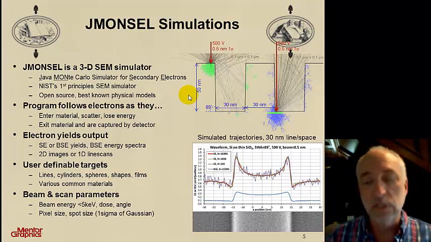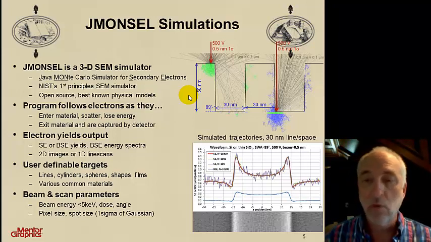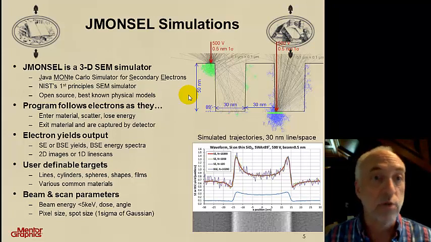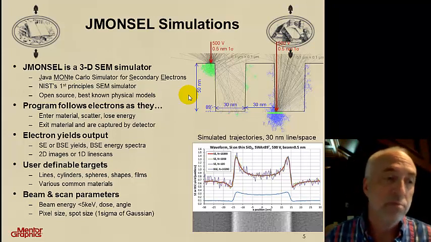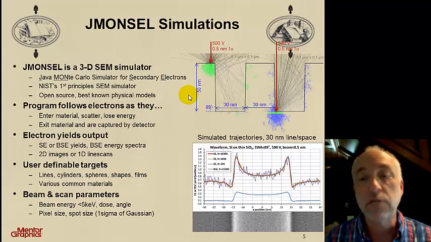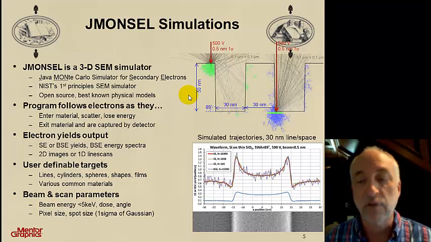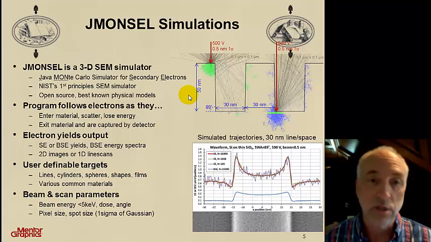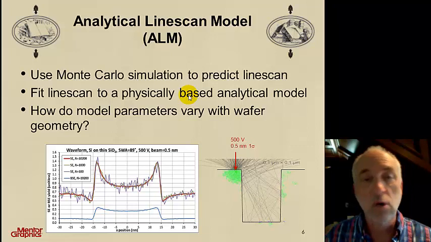We are going to use this simulator to calibrate a second model. Well, this would be a great model to use in OPC, except for the fact that it's slow. It can take minutes to hours to simulate one feature, and with OPC modeling, one of the most important constraints is that we have to do things very, very fast because we're doing a very large number of simulations. So instead of using JMONSEL or any Monte Carlo simulator, we're going to use the analytical Linescan model.